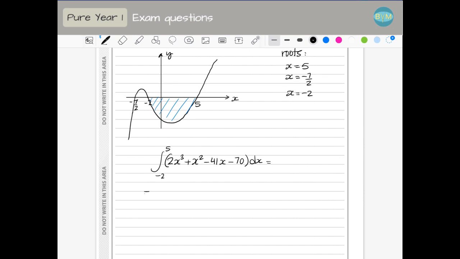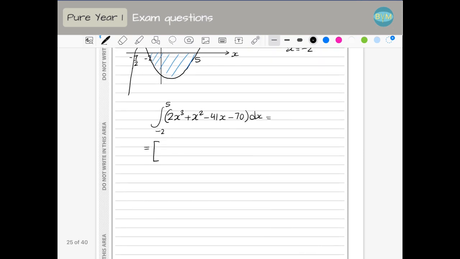I integrate this function, which is quite simple, so I have 2x to the power of 4, x to the power of 4 divided by 4, so I can simplify the coefficients a bit, and I have 1/2 of x to the power of 4 plus x cubed divided by 3 minus 41 divided by 2 x squared minus 70x between minus 2 and 5.